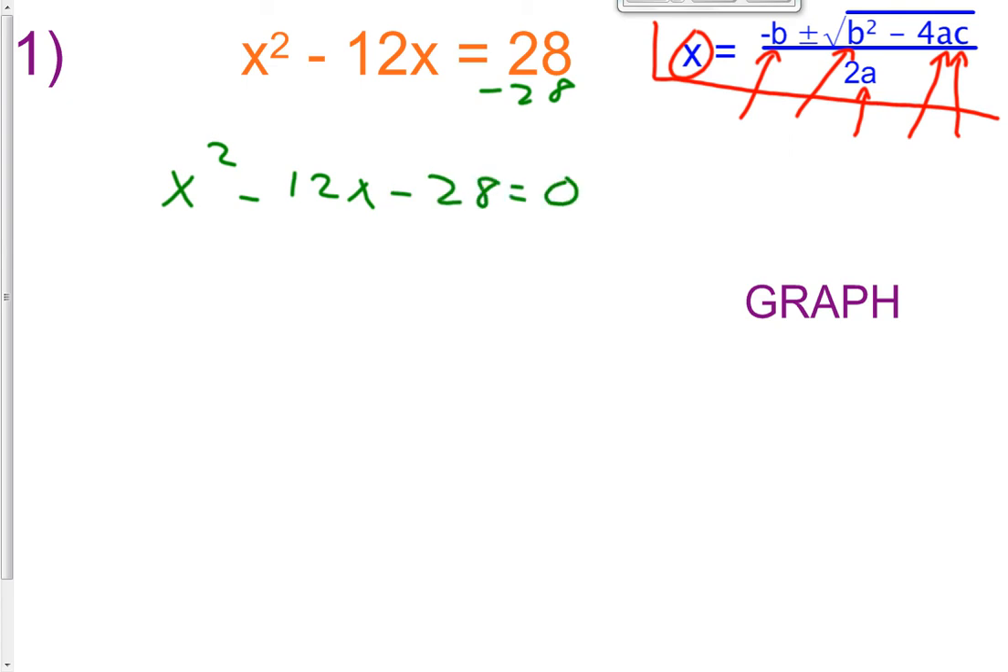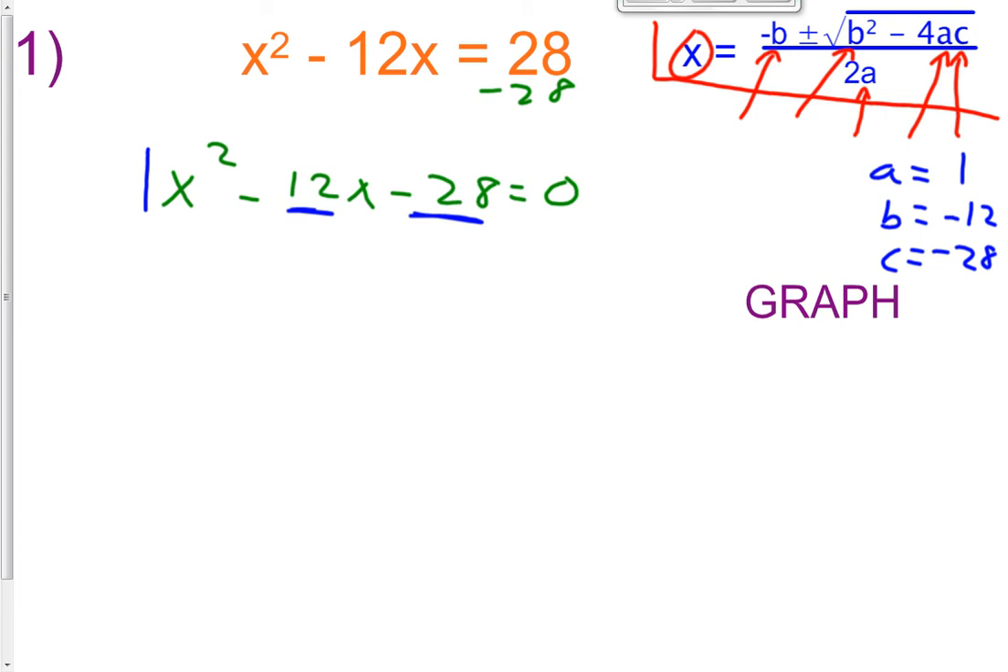So now, class, as you know, our a term is in front of x squared, our b term is in front of x, and our c term is our constant. So I always like to put these off to the side so I can always refer back to them. Our a term is 1, our b term is negative 12, and our c term is negative 28. So I would always write those down so then I could easily put these into my formula.